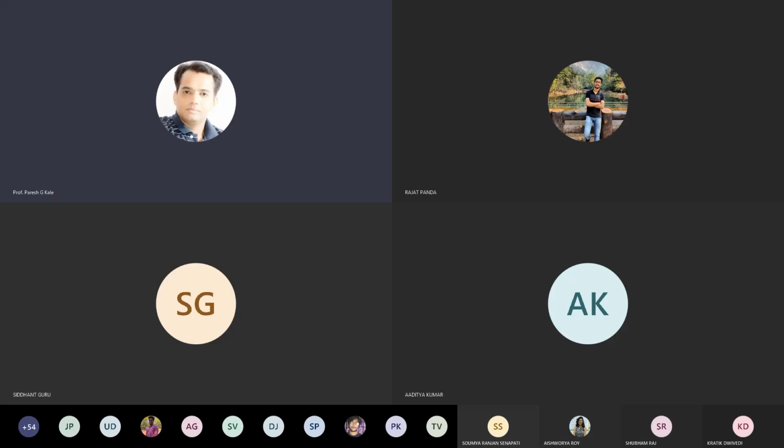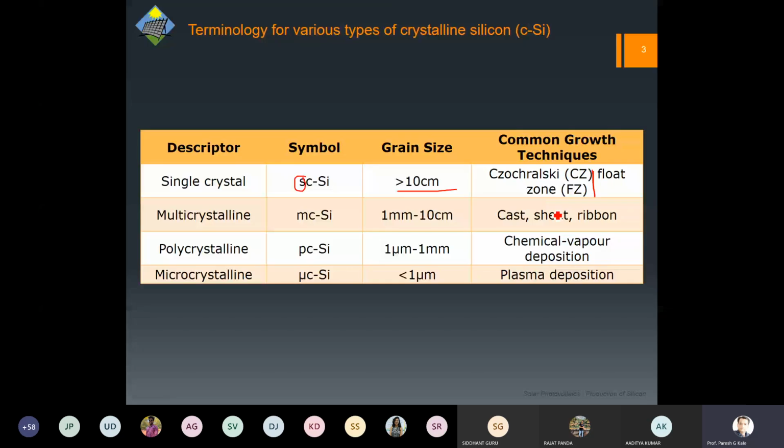Infinite, and then you use both CZ and HZ process for this monocrystalline. But when you go for multicrystalline, obviously the grain size is going to reduce to less than micrometers. And this multicrystalline can also be formed by cast, sheet, and ribbon process. And this polycrystalline and multicrystalline, as their grain size is too small, normally the deposition techniques are applied.